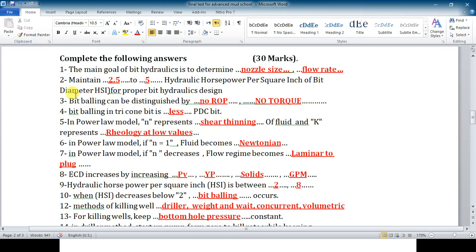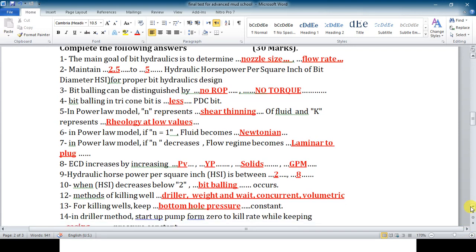Question number two, complete the following answers. Number one, the main goal of the bit hydraulics optimization is to determine. As we saw in the bit hydraulics optimization, the most controlling agent that we are searching for is to select the nozzle size for the drilling bit and the flow rate. So the main goal of the bit hydraulics is to determine the nozzle size and the flow rate.